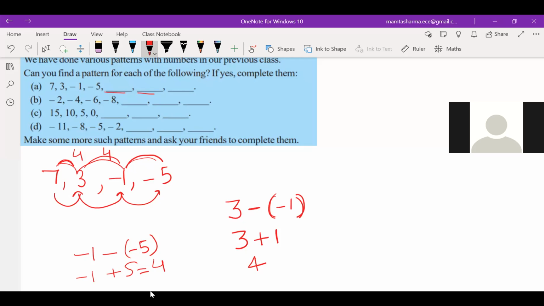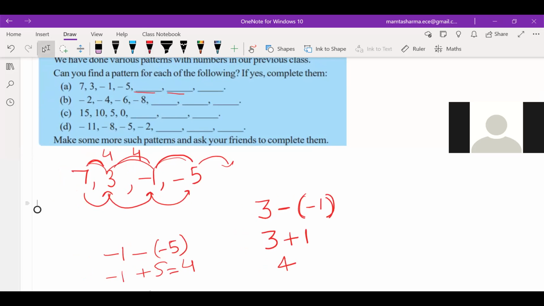Correct? So what would be the next number? If we subtract 4 from the 7, we get the next number. If we subtract 4 from the 3, we get the next number -1. If we subtract 4 from the -1, I got -5. Now again subtract 4 from the -5, you will get the next number. So what will be the next number? Subtract 4 from the -5.